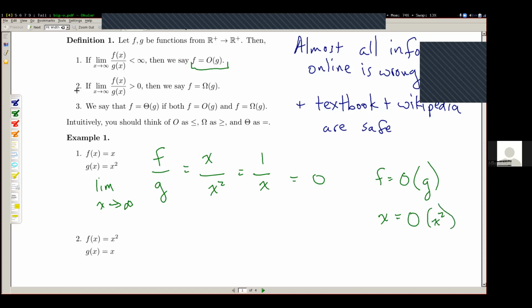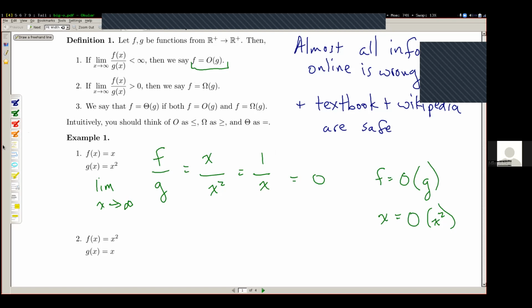If we look at case 2 right here, it says if the limit of f of x over g of x is greater than 0, then we say f equals omega of g. In this case, 0 is not greater than 0, it's equal to 0, so we cannot say that f is equal to omega of g. And then theta of g means that both f equals O of g and f equals omega of g. So we can't say this either. So the only thing that we can say about these two functions is that f equals O of g, or equivalently x equals O of x squared.